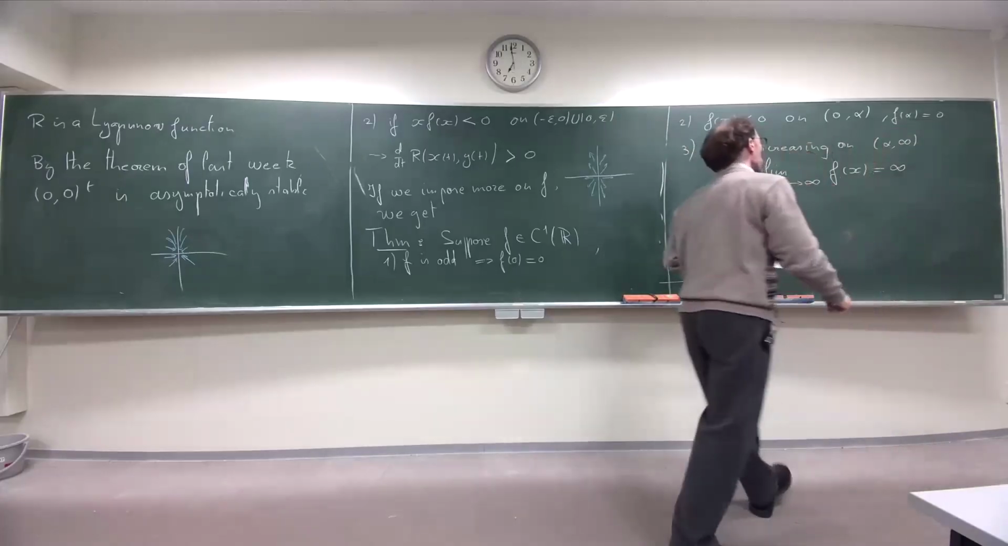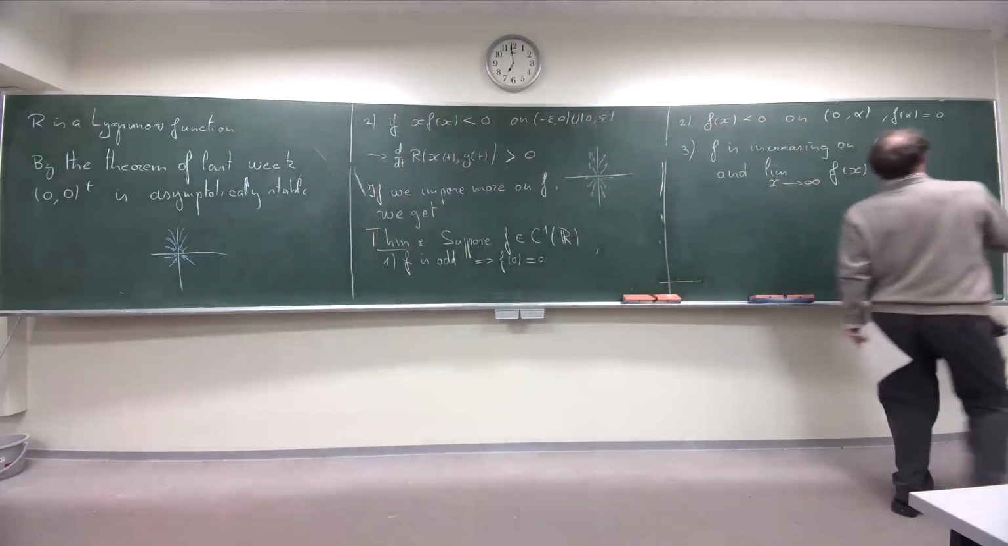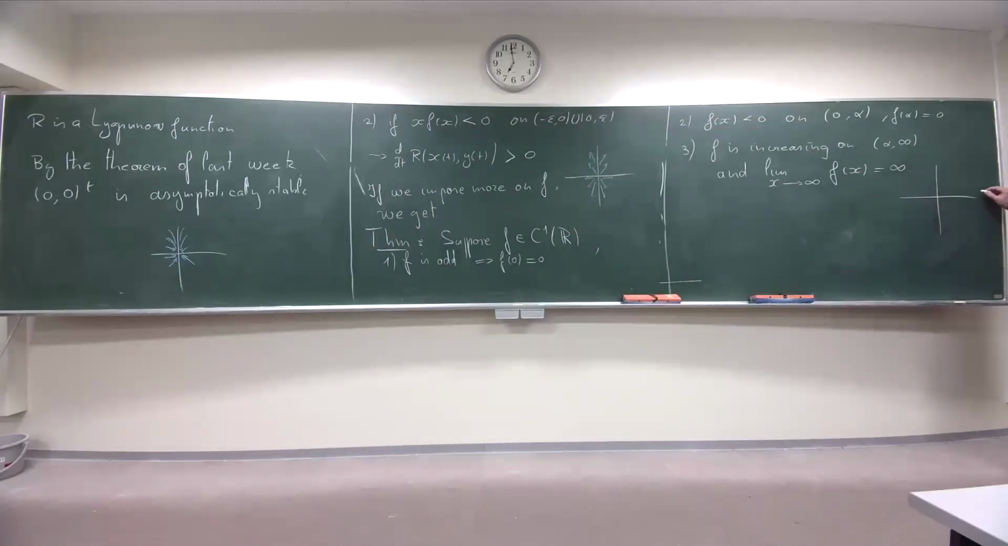You don't need all these things, but it's simpler. So what is a representation of this function? Be careful, this is not a representation in R2. This is just a representation of f. So f has to be like this. And since it's odd, it has to be like this. This is alpha, minus alpha. This is the f I have in mind.